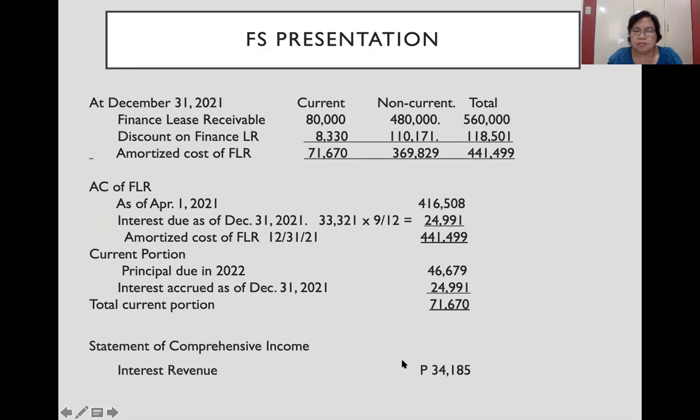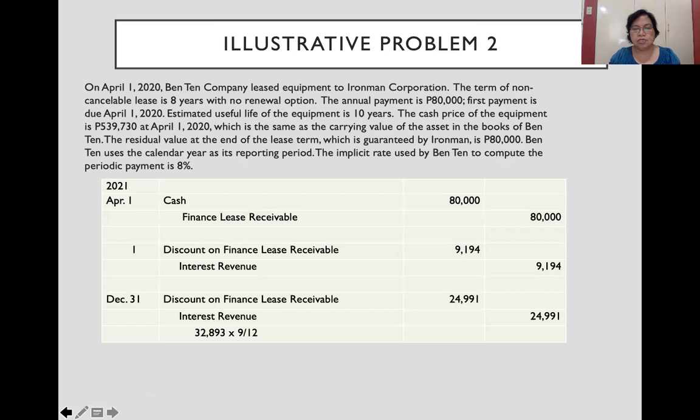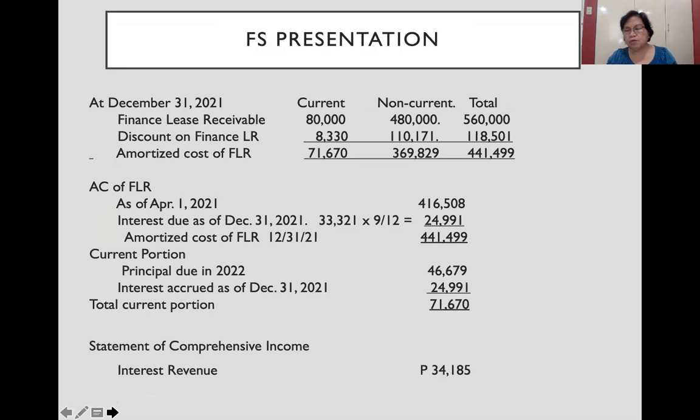Okay, so in the statement of comprehensive income, you are just to present interest revenue of 34,185. This is the only revenue we are presenting, unless of course there is contingent rental, which is reported as lease revenue, but there is none. So your interest revenue here is the total in our entries for 2021 of 9,194 and 24,991. So that is based on effective interest method.